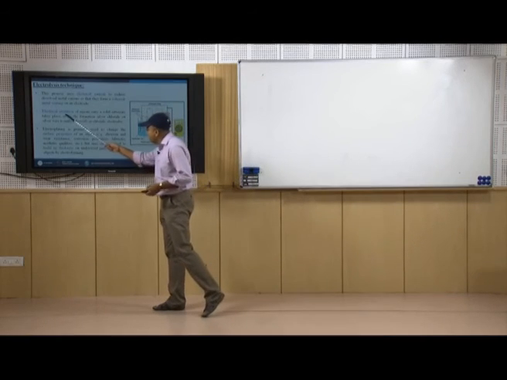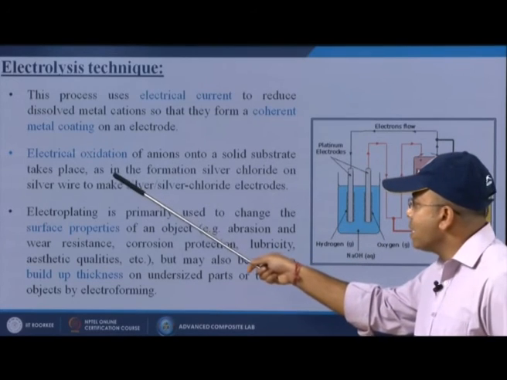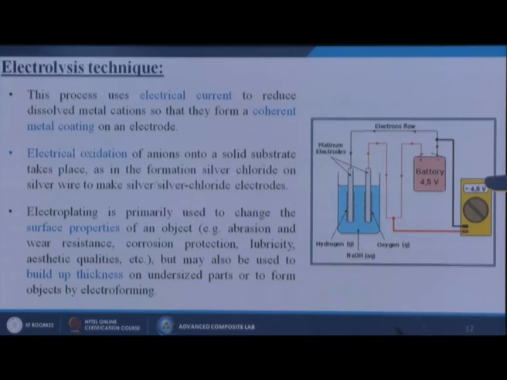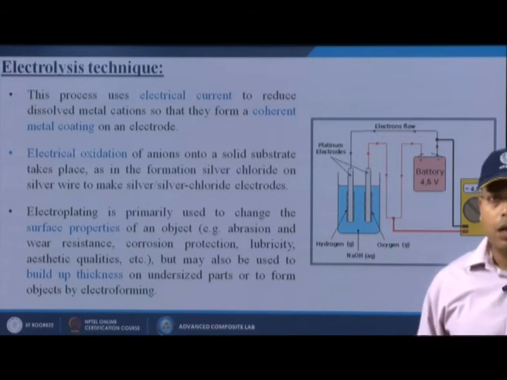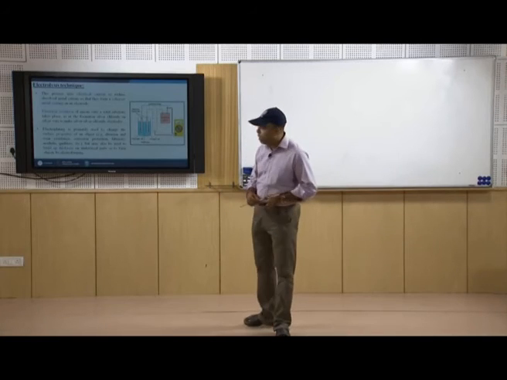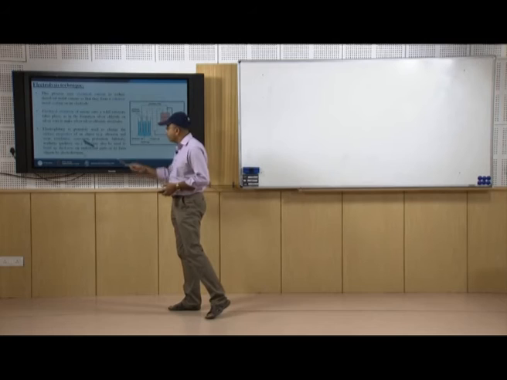Here the electrical oxidation of anions onto a solid substrate takes place, as in the formation of silver chloride on silver wire to make silver chloride electrodes. So on the silver substrate, we are going to give a silver coating, or maybe that silver chloride coating, onto the substrate itself.